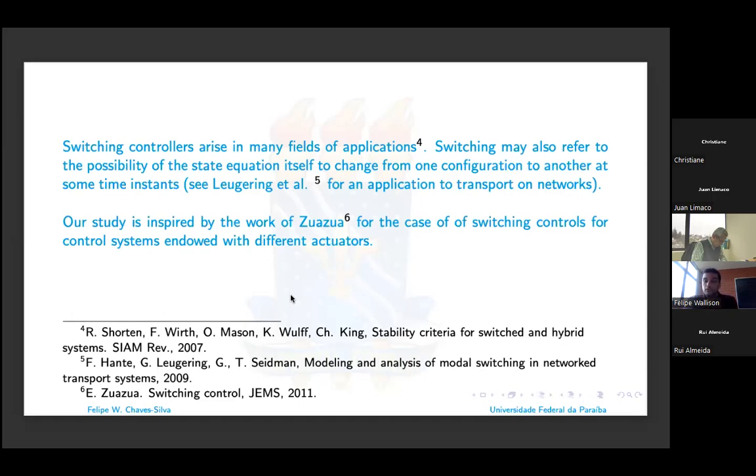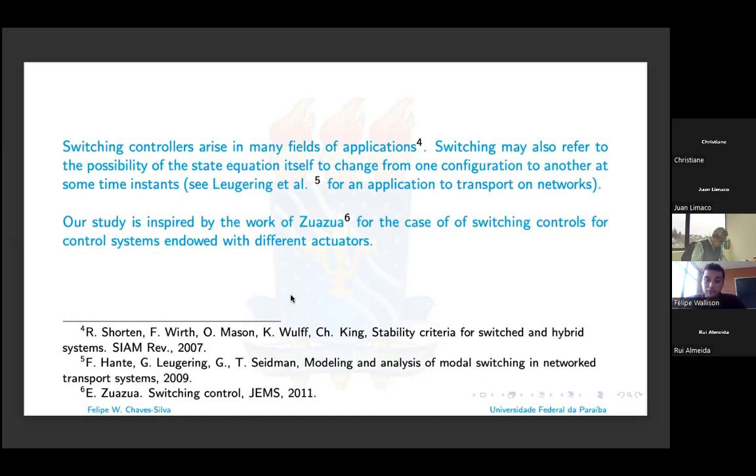These kinds of switching problems are also very important in optimal control, but I won't enter into that. For instance, I didn't mention it here, but one can find some papers of Karl Kunisch where he works on these kinds of things.